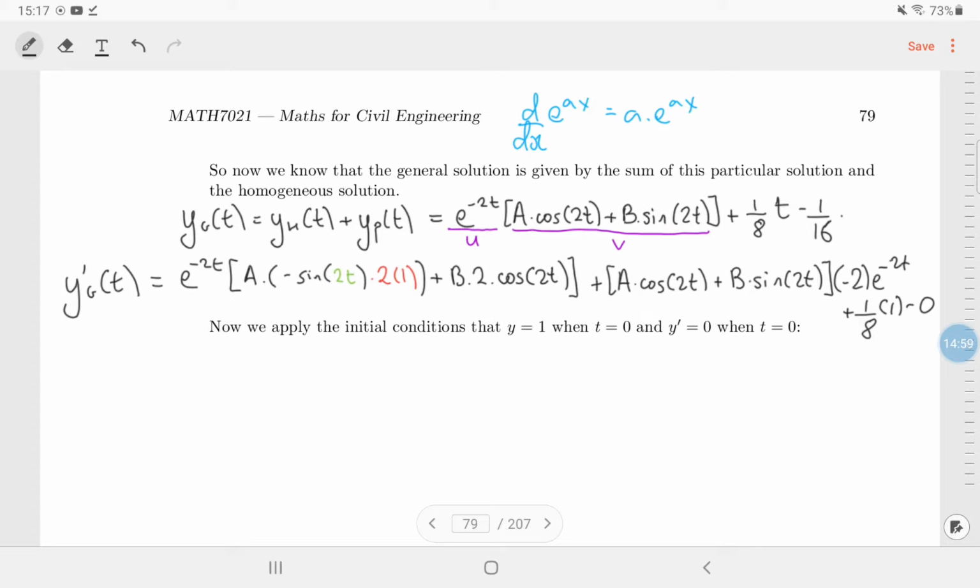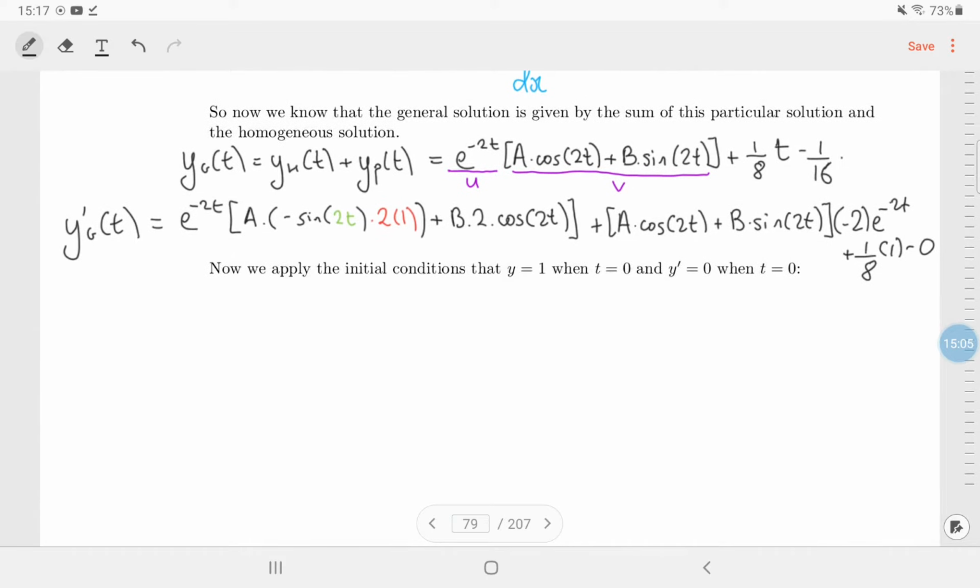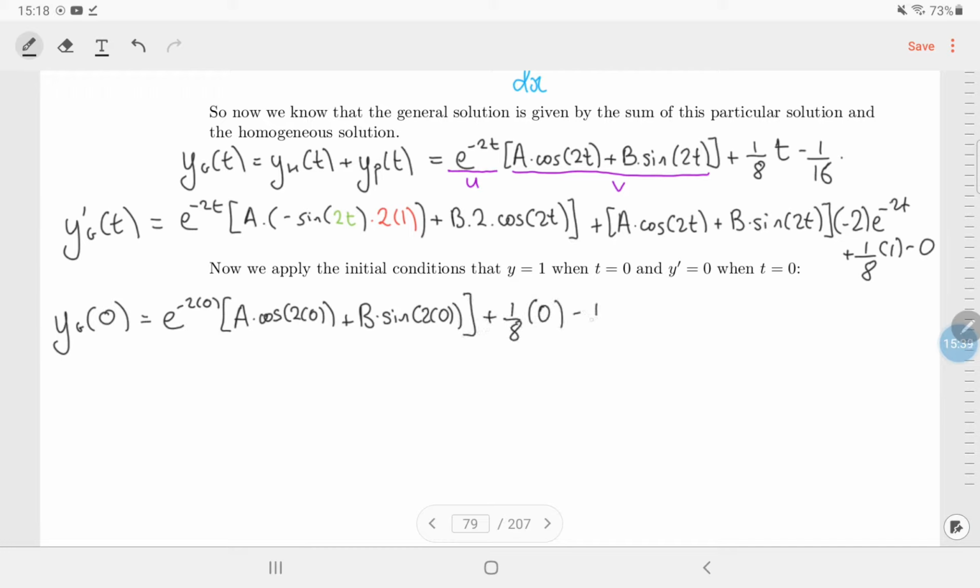Right, so let's do the initial conditions. The first one is probably not too bad. It says that y is equal to 1 when t is equal to 0. So I'm looking at the general solution at t equal to 0. If it was writing, I'd probably put all the t equals 0 in zeros, but I won't do it here. So I get e to the minus 2 times 0, times a cos 2 times 0 plus b sine 2 times 0, plus 1/8 times 0 minus 1/16.